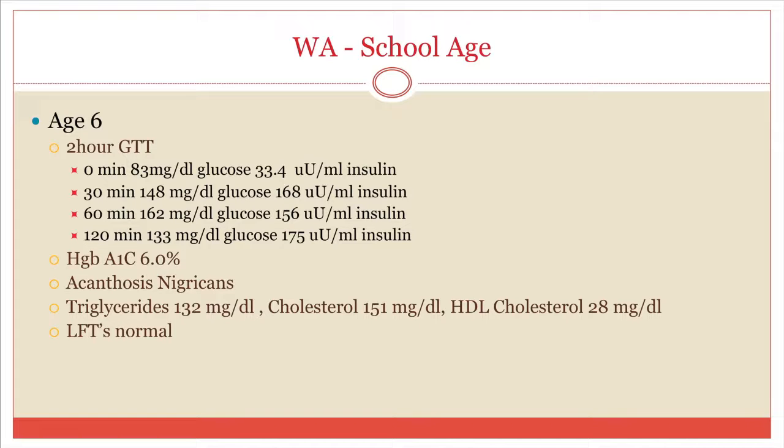She had acanthosis. Her HDL was low, her LFTs were normal. So you have a situation of insulin resistance. There's some issues about the 2-hour glucose tolerance test because although we use 75 grams of glucose, some people feel that's not reflective of what a binging child or an overeating child will take in, which may be why her hemoglobin A1C looks like that.